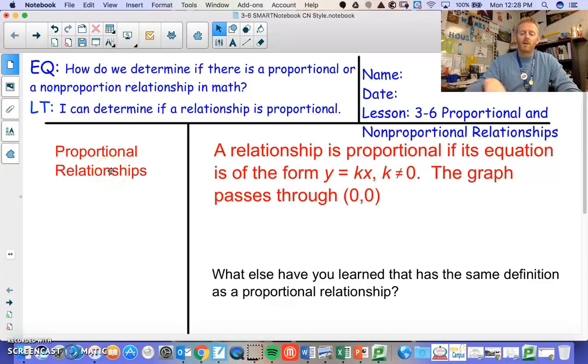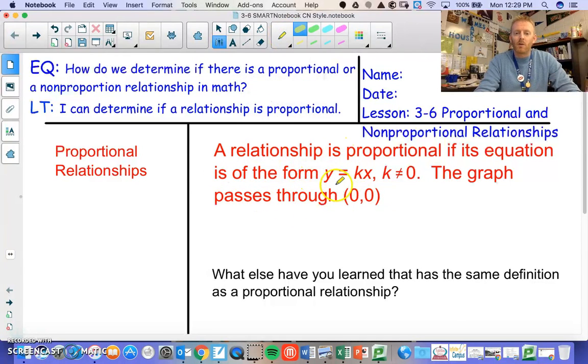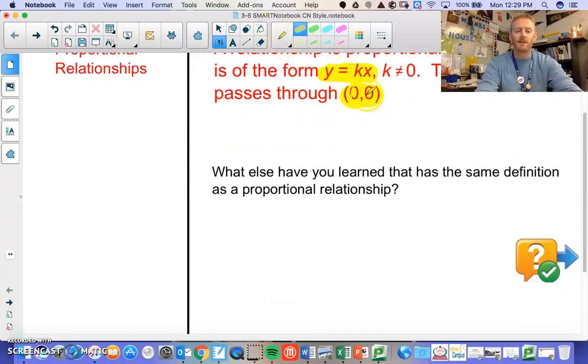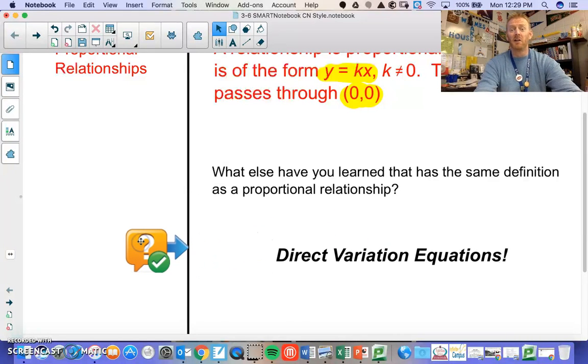Alright, so for things to be proportional, we're going to have something that sounds very familiar. The relationship is proportional if it fits into the form y equals kx, or if you see a graph where the line goes through (0, 0). Yes, you have heard this before. This is the exact same thing as the direct variation equation, y equals kx. I know, sounds exciting.